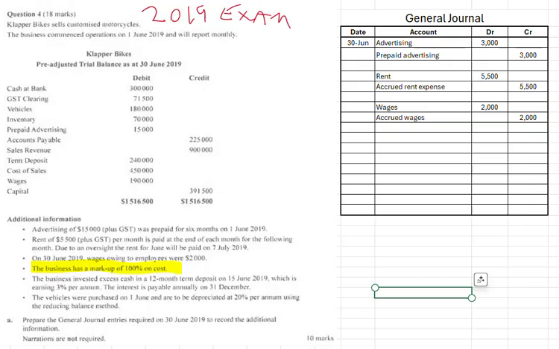There's no adjustment required. We already know our cost of sales. What we're doing is a bunch of balance day adjustments. So this is just helpful if we have a sales return.